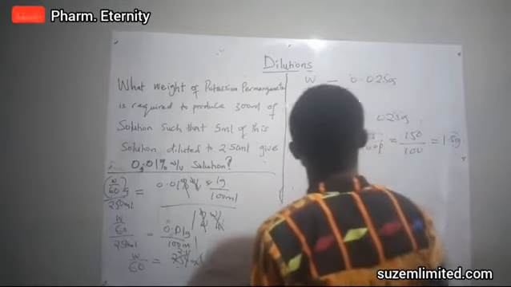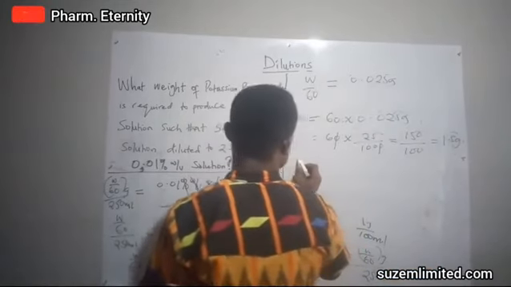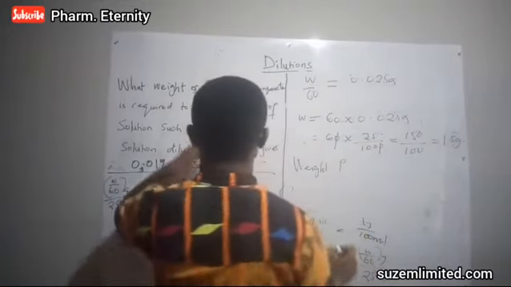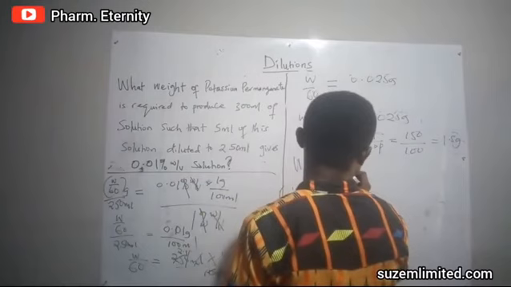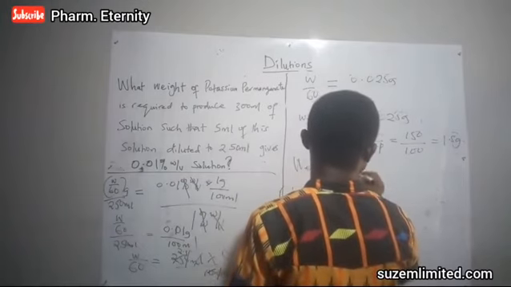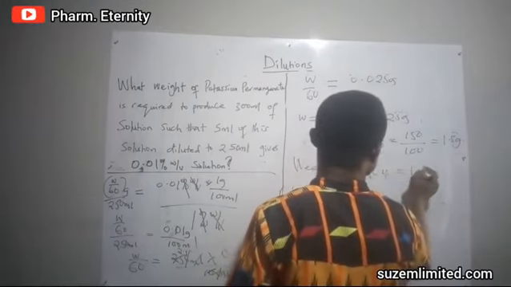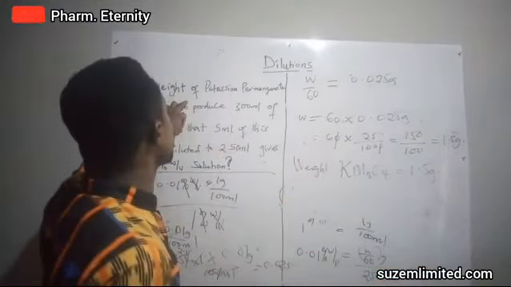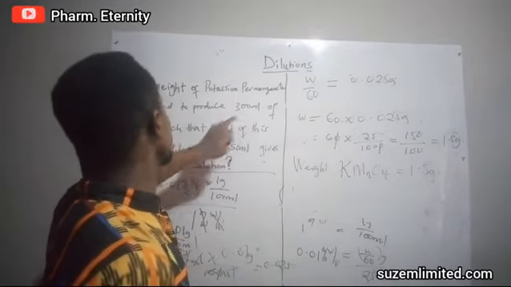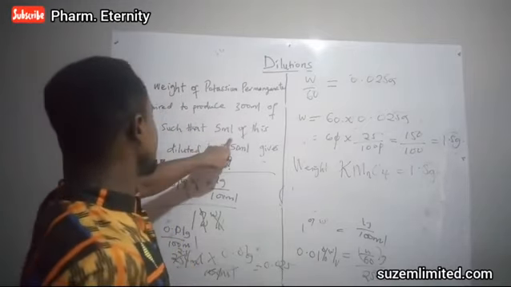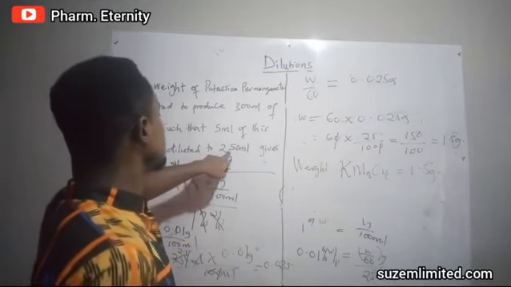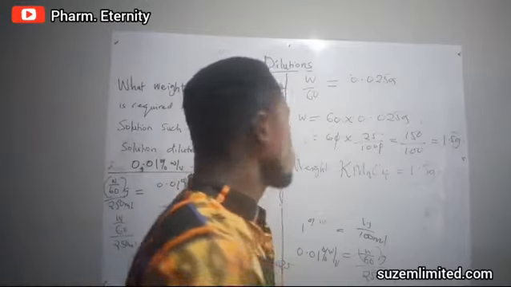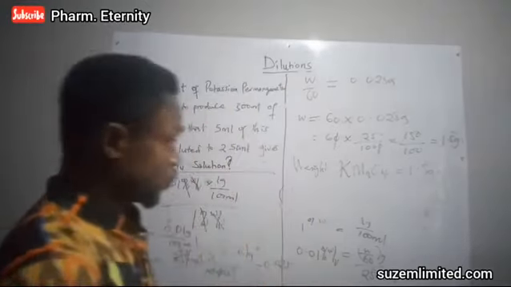This will give us 1.5 gram. So the weight of potassium permanganate that will be needed is 1.5 gram. So 1.5 gram of potassium permanganate is needed to produce 300 mL of solution, so that if 5 mL of the solution is diluted to 250 mL, it gives 0.01% weight per weight solution.